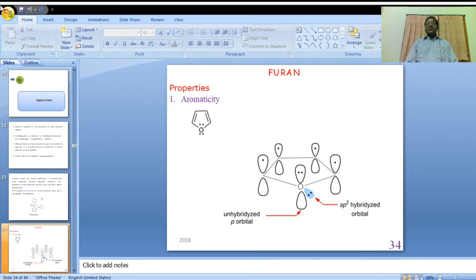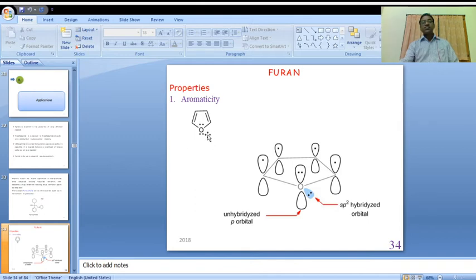Furan. Furan is also one example of a 5-membered heterocyclic compound. In this heterocyclic compound, the heteroatom is an oxygen atom. The remaining 4 carbons are present in the cyclic ring. In this cyclic ring, it has 2 pi bonds.